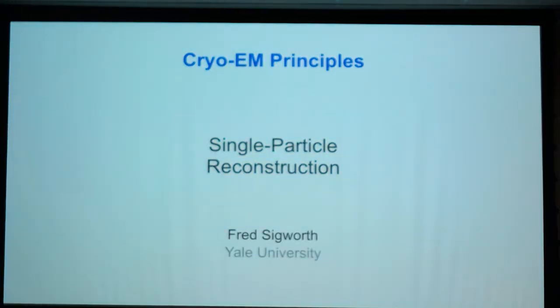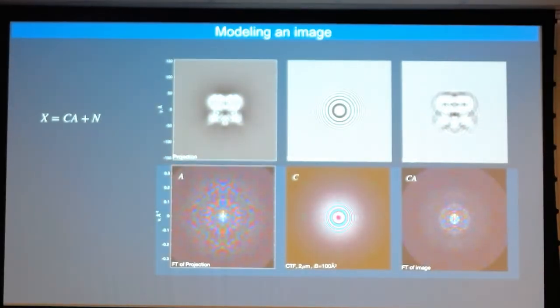Okay, so now we can finally get to the meat of taking our ugly single particle images and getting something out of them. The model of an image that I'm going to use is to say that there is a platonic ideal image that I'll call A, that is sort of the true motif or the true object. I am going to operate on it by the contrast transfer function, and I'm going to add noise to it. And so here's what the contrast transfer function, of course, does.